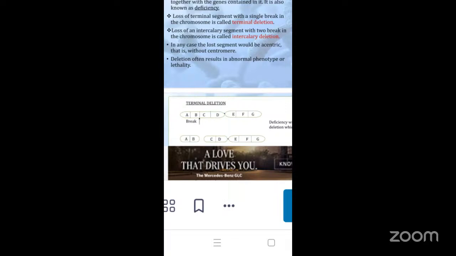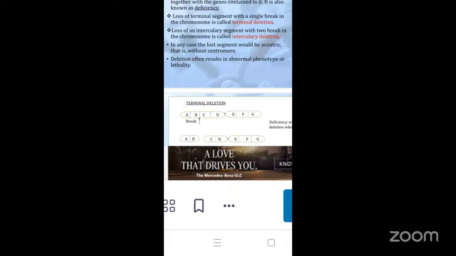ABC, next one is AB, ABEF. Both are considered displaced. Displaced duplication involves a deficient chromosome, and the duplicate segment may exist on a new chromosome. These are the duplications, deletion and duplication. Next, the genetic effects of duplication.